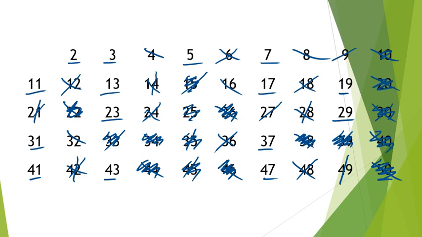3 and 5, take the difference of 5 and 3, you get 2. 13 minus 11 is 2. 19 minus 17 is 2. 31 minus 29 is 2. 43 minus 41 is 2. Any two primes whose difference is 2, those are called twin primes.